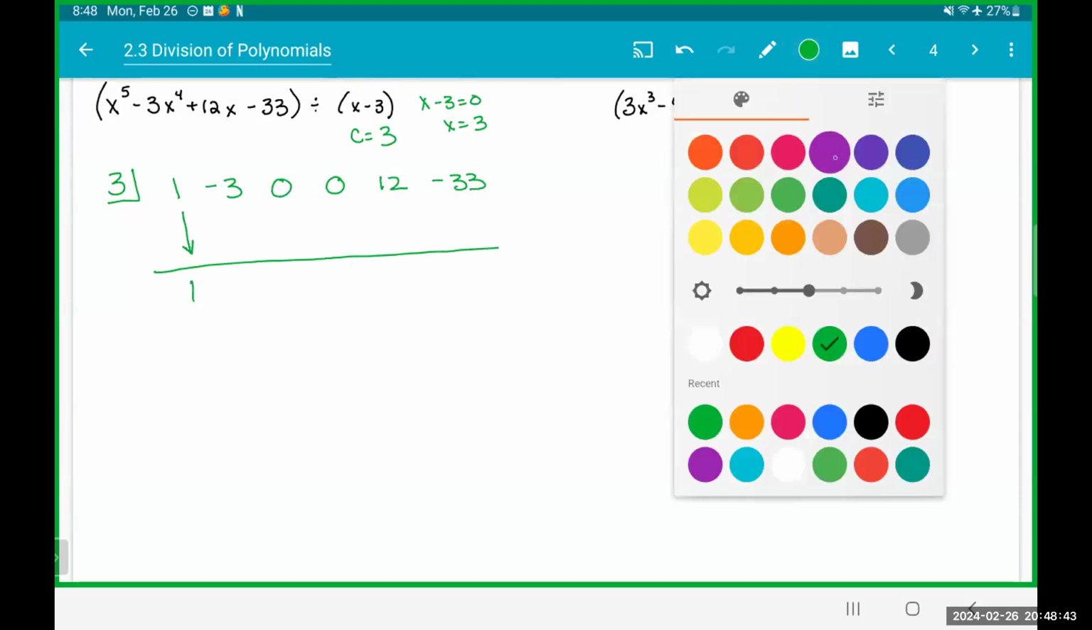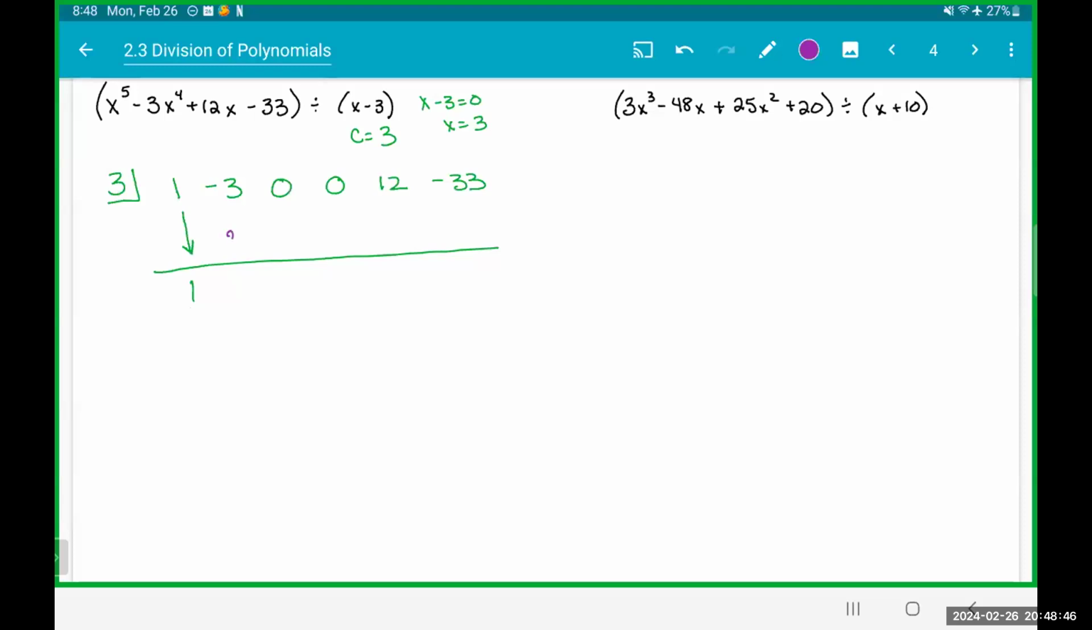That's our setup. So now 3 times 1 is 3. Negative 3 plus 3 is 0. 3 times 0 is 0, adding 0 is 0. So 0 times 3 is 0, plus 0 is 0. 0 times 3 is 0, plus 12 is 12. 12 times 3 is 36. 36 minus the negative 33 is a positive 3.